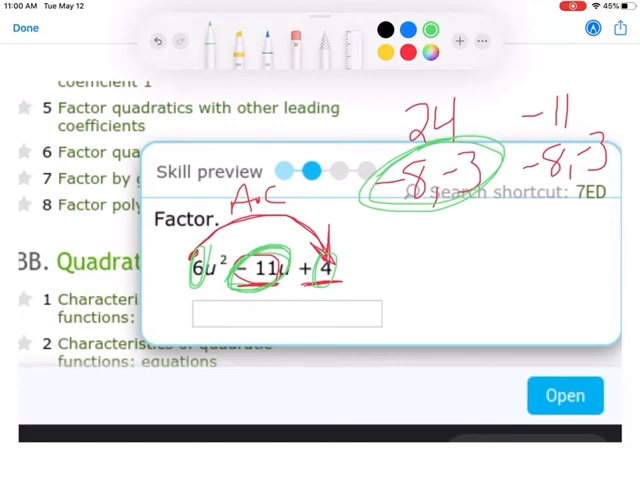Then ask yourself the question, what multiplies to 24 but adds to negative 11? Okay, the numbers are negative 8 and negative 3. Okay, so rewrite that equation. 6u squared, now watch this, minus 8u minus 3u. I rewrote the middle term. Negative 11 is really negative 8 and negative 3.